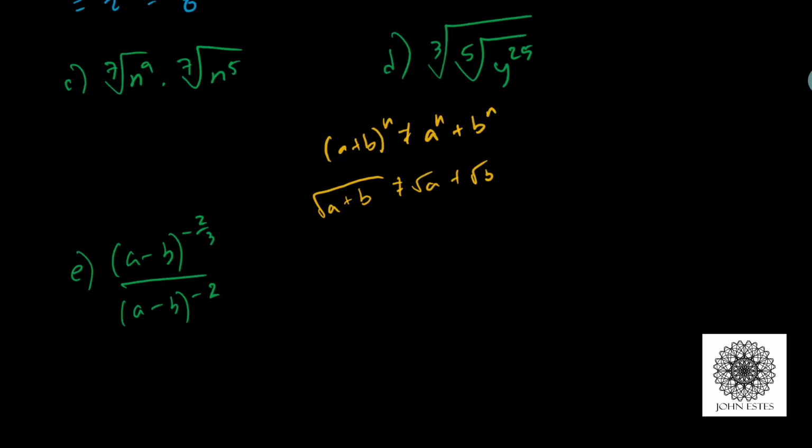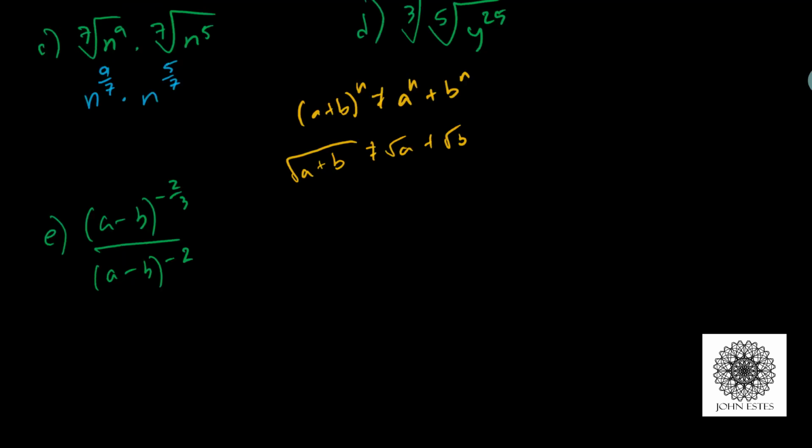Looking now at part C, it may be easiest to rewrite these as fractions. This is n to the 9/7 power times n to the 5/7 power. Remember, when I multiply, what do I do to their exponents? I add the exponents. So this is n to the 14/7 power, which is the same thing as n squared.